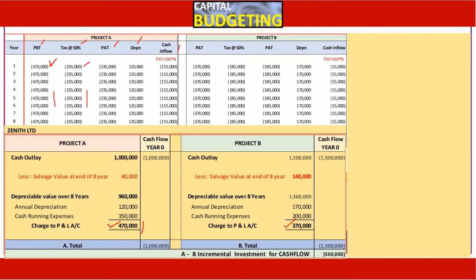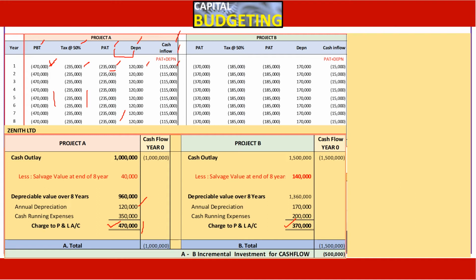Then PAT. PAT is nothing but PBT minus tax, means minus 4,70,000 minus of minus 2,35,000. Therefore, our PAT will be minus 2,35,000 net. 50% goes to tax, 50% persists. To this, we are going to add depreciation. Depreciation is 1,20,000. Therefore, when we add these two, our net cash flow in respect of project A is 1,15,000 negative throughout the 8 years.